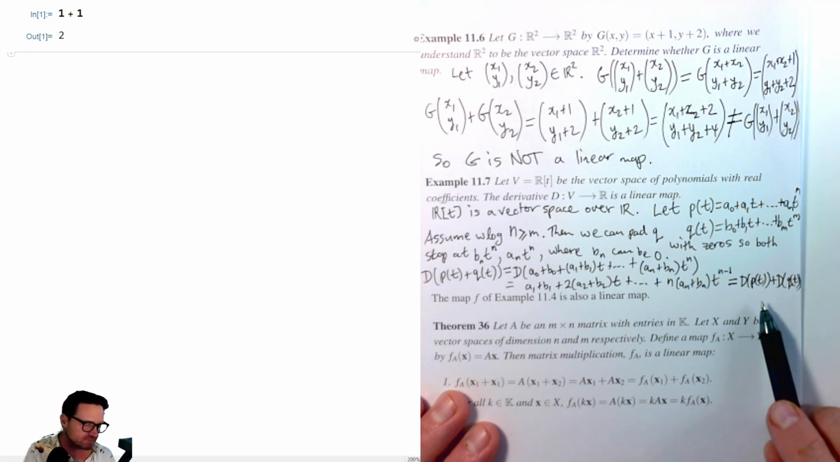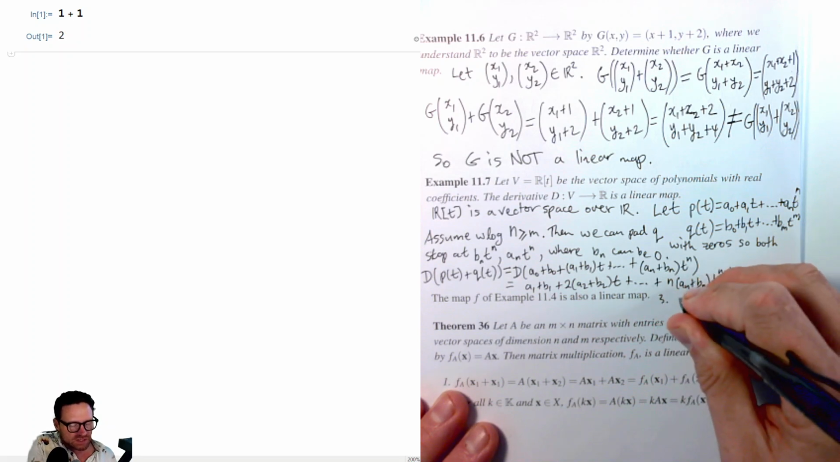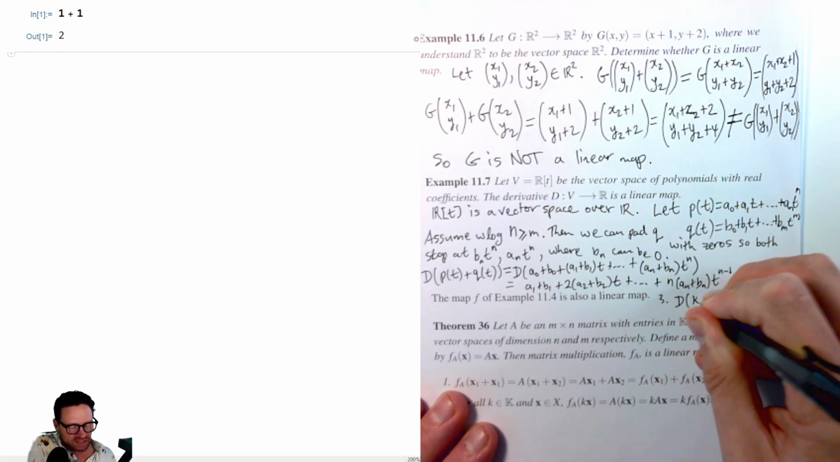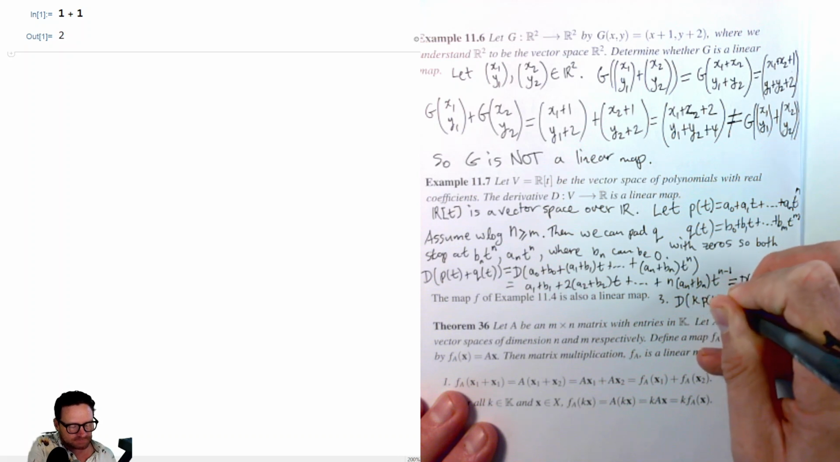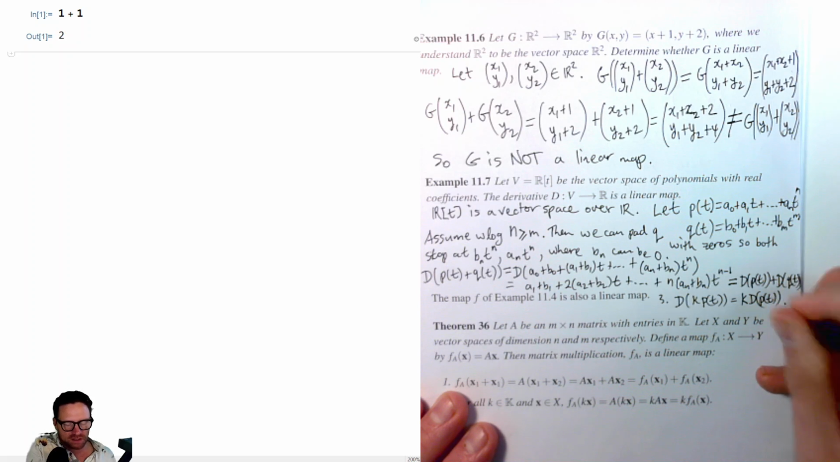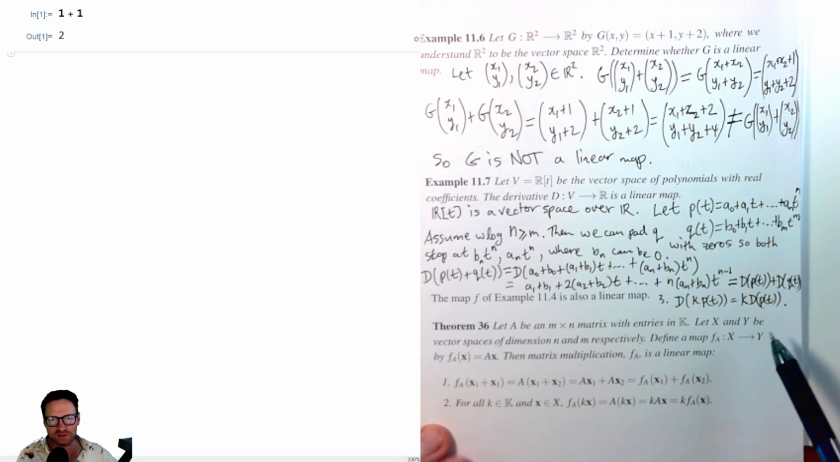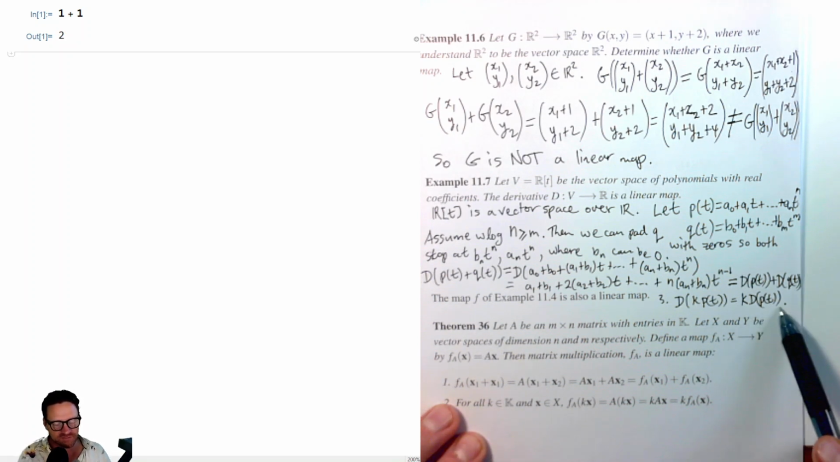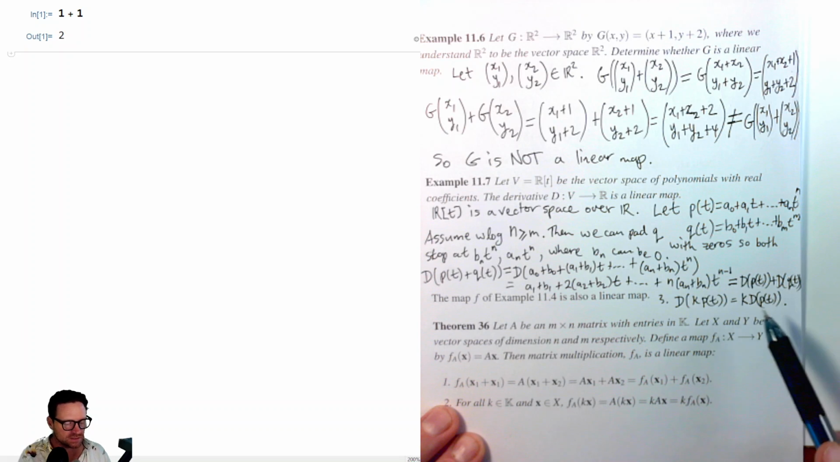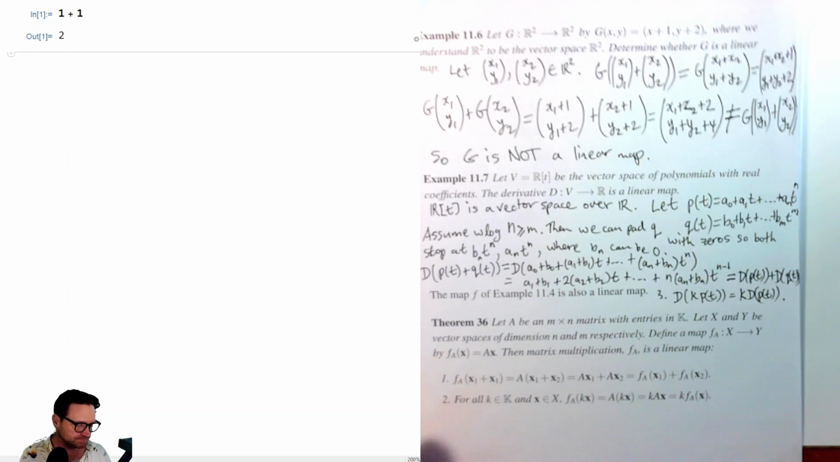And then finally, the third property would say d of k times p of t is equal to k times d of p of t. And that's true because it's a property of differentiation, that the derivative of a constant times a polynomial is the constant times the derivative of the polynomial. So we can see that this is an example of a linear map.